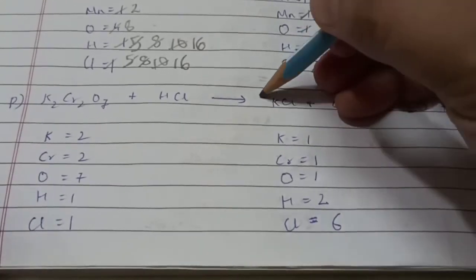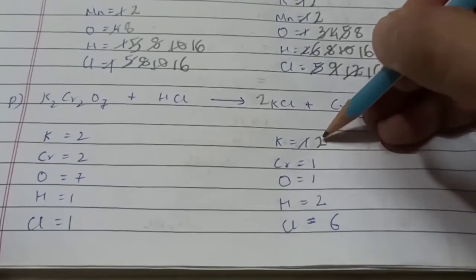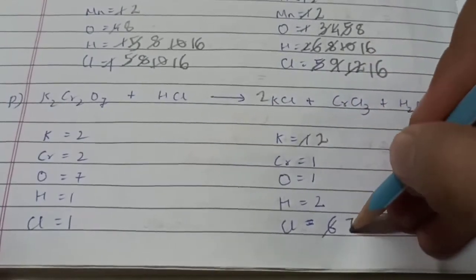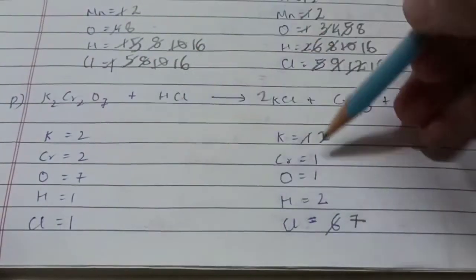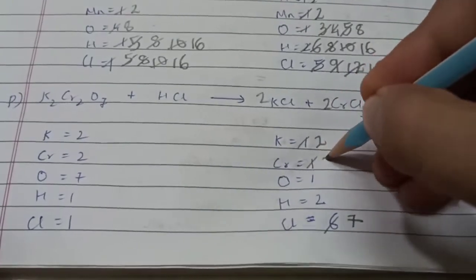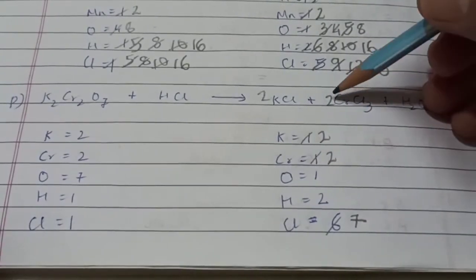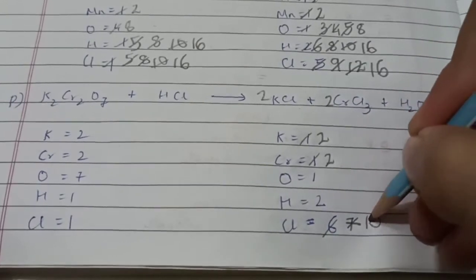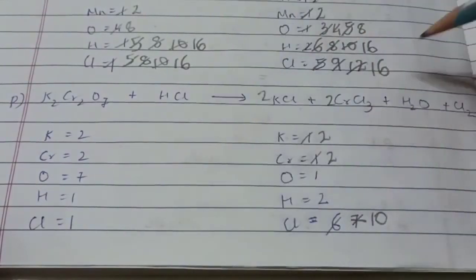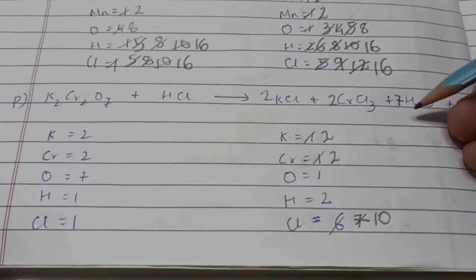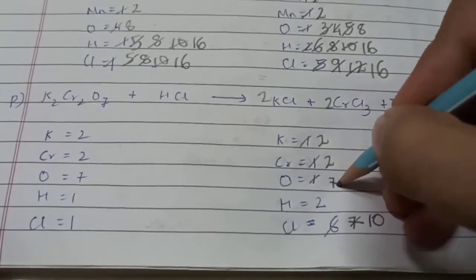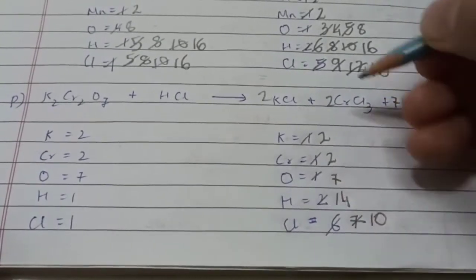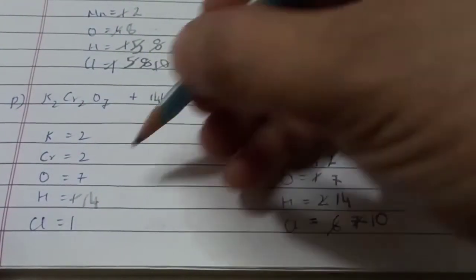So let's increase potassium. That will increase chlorine further, 7. Chromium is 2 out here and 1 out here. So let's put a 2 out here. That increases chlorine even further. 2 into 3, 6, plus 2, 8, plus 2, 10. Oxygen is 7 out here. So definitely 7 out here as well. That becomes 7. That increases hydrogen to 14. That means I'll have to put the 14 out here. That will change chlorine to 14.